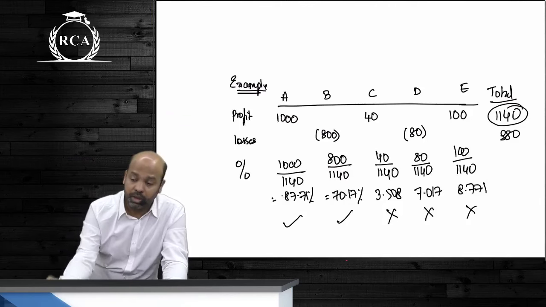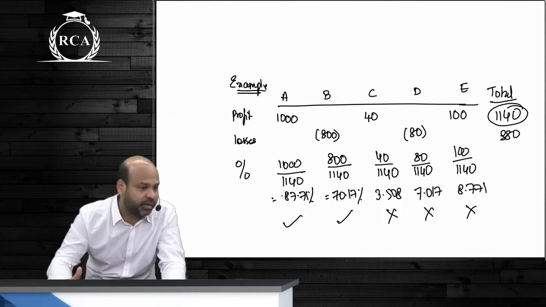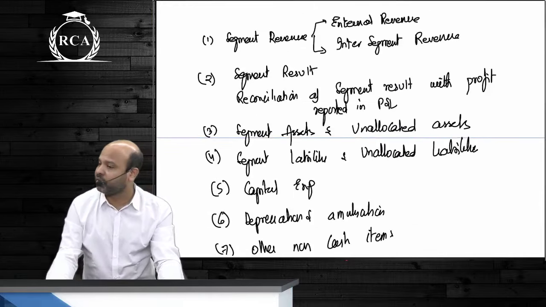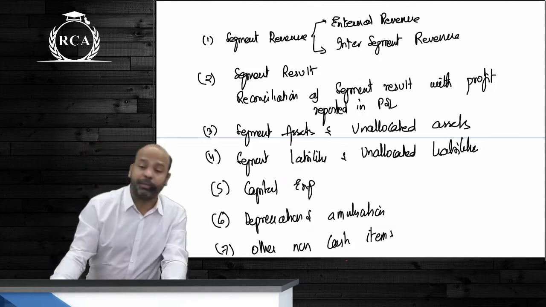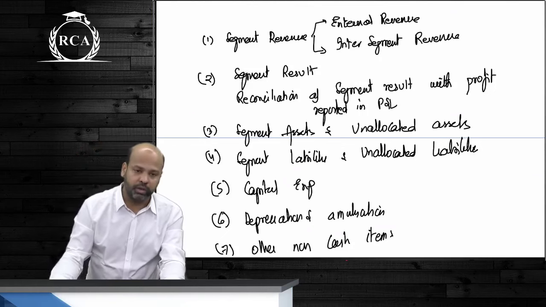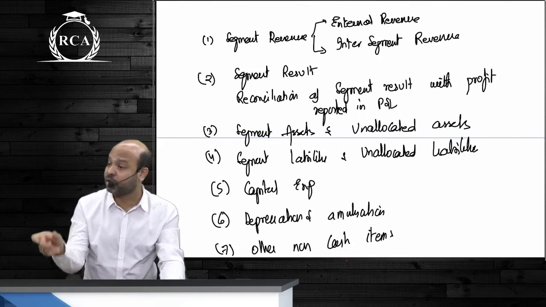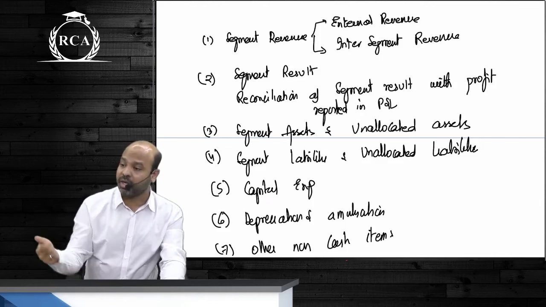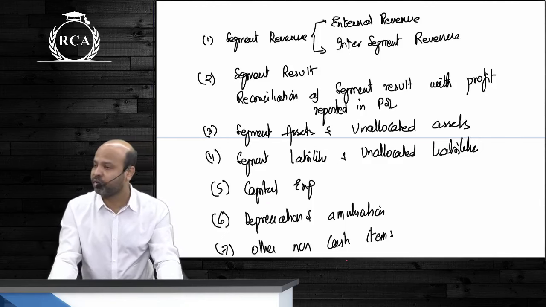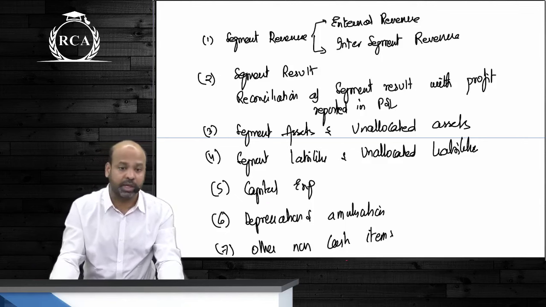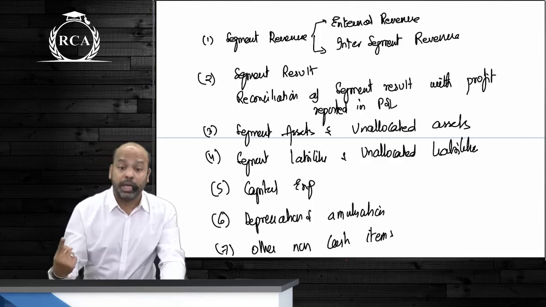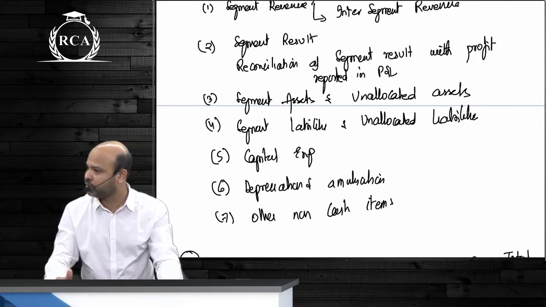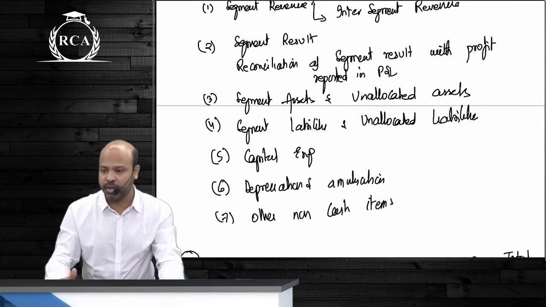Alright, guys. Next, once you have identified what's a primary segment, what is a secondary segment beta, there are higher disclosures for primary segment, lesser disclosures for secondary segment. For primary segment, you will have to disclose segment revenue, which should be further segregated into how much is revenue from external customers and how much is inter-segment revenue. You should disclose segment result, reconciliation of segment result with the overall profit, segment assets, unallocated assets, segment liabilities, unallocated liabilities, capital expenditure, depreciation and amortization, other non-cash items. All of this information is required to be disclosed.